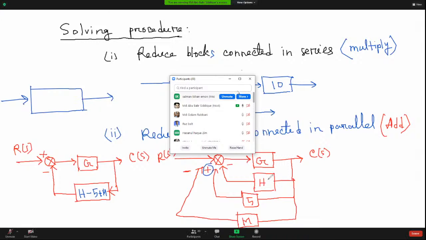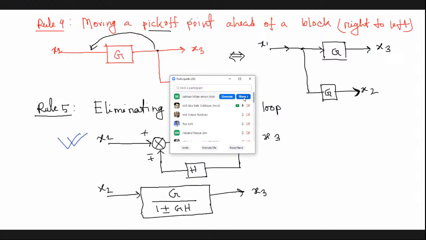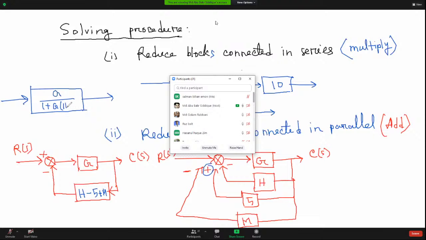That is rule number 5. You can see here, rule number 5 is the feedback rule. Yes, this is the rule. You can apply it now: G by 1 plus G into H minus 5 plus N.